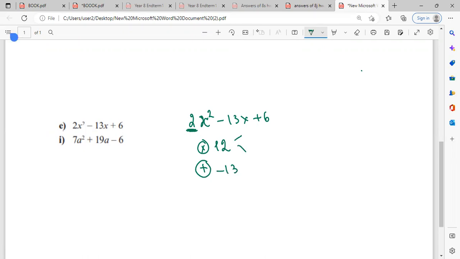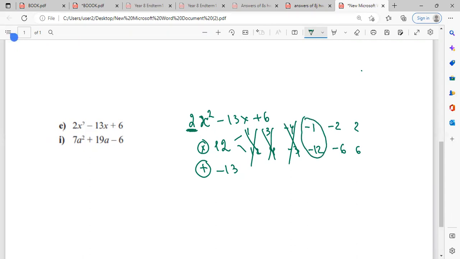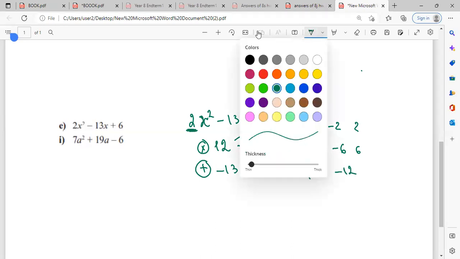Which two numbers can you think of? 1 and 12, again 3 and 4, negative 4 and negative 3, negative 1 and negative 12, negative 2 and negative 6, 2 and 6. So try the first value. Will you get negative 13? No. This one, no. This one also, no. This one, try it, no. Only negative 1 and negative 12. So you should write these values here, negative 1 and negative 12, because you already found them.